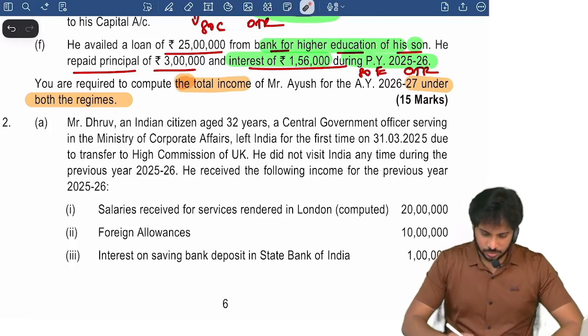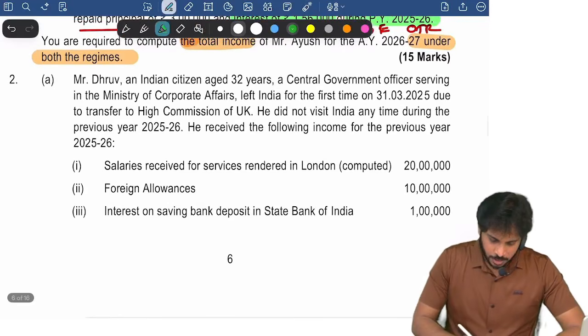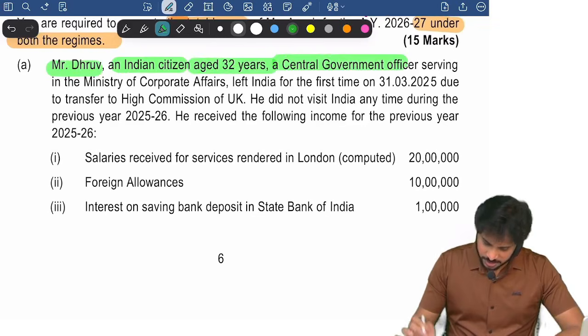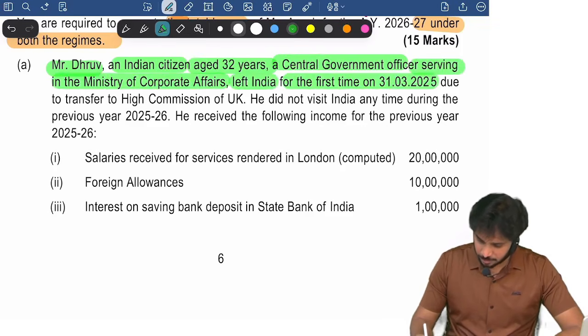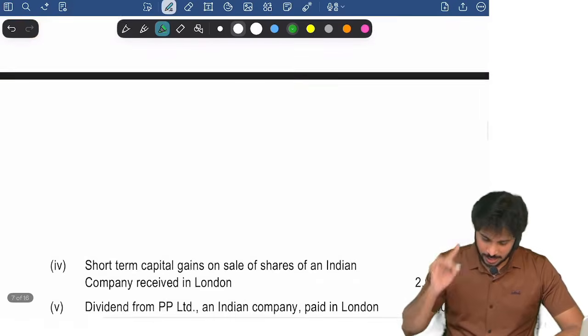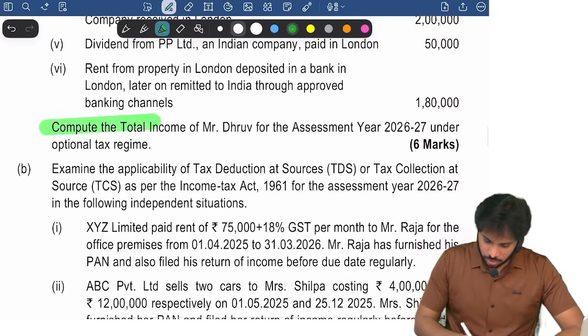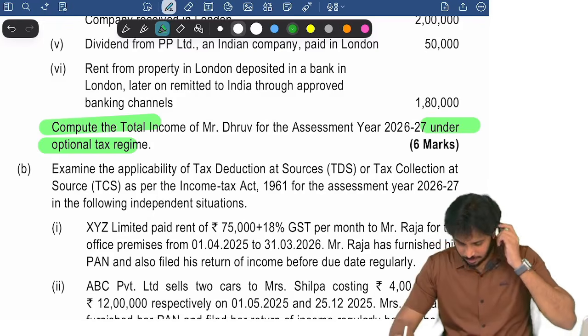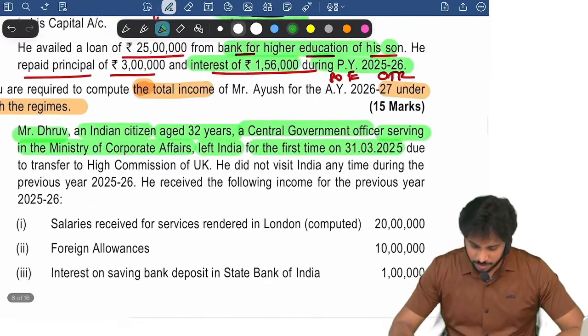Let's continue the second question. So, Mr. Dhruv, an Indian citizen, 32 years, central government officer, serving in the Ministry of Corporate Affairs, left India for the first time on 31st March. Before 1st April, he left. Okay. And what is the income that they're asking, by the way? Total income under optional tax regime. That's it. Fine. So, he left India before 31st March.